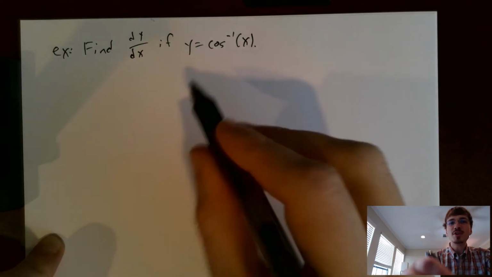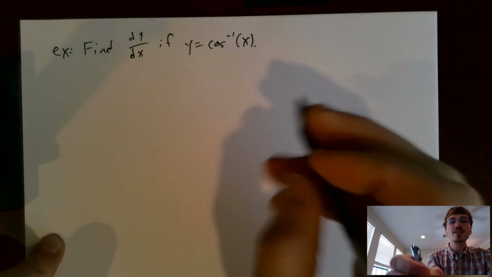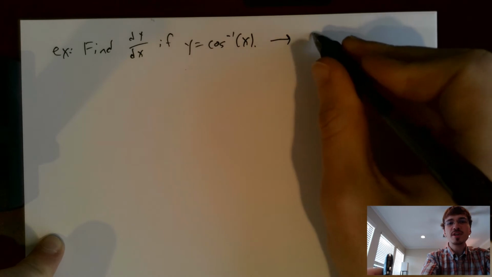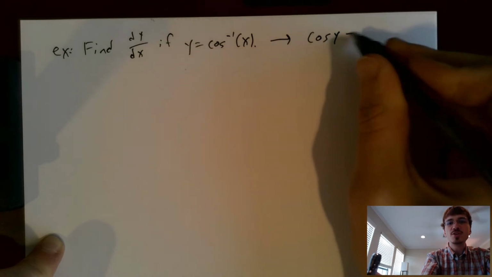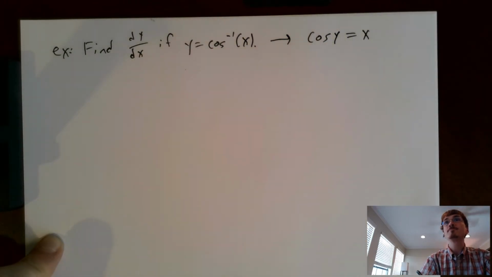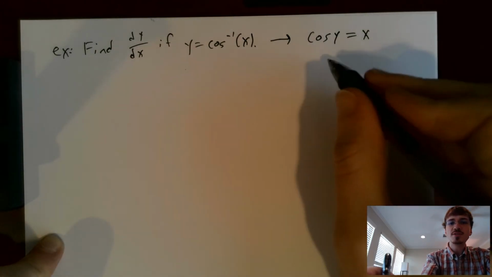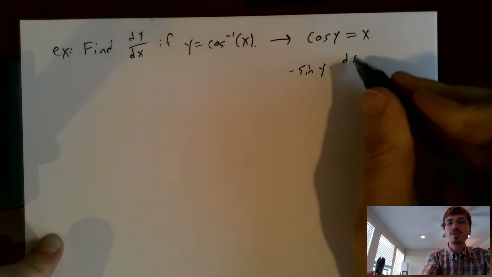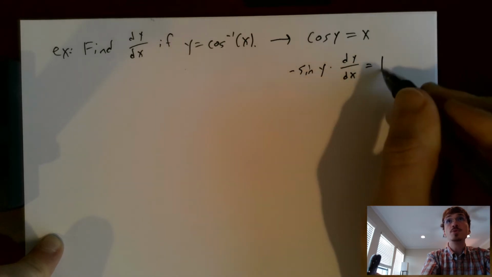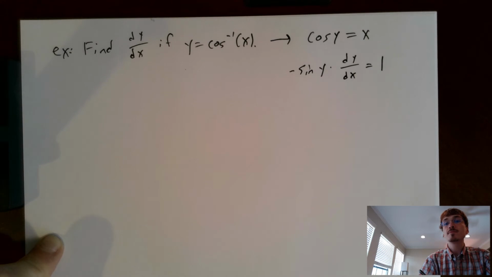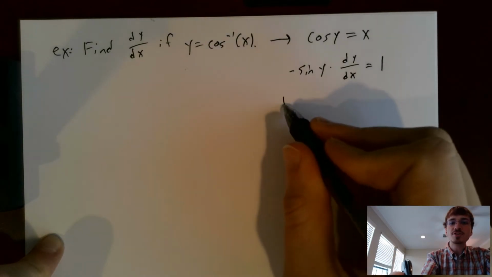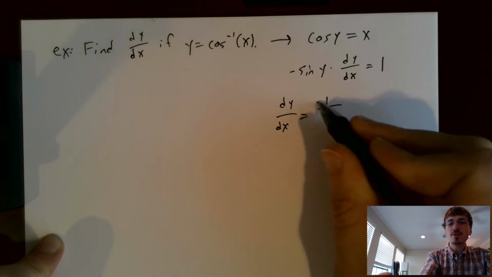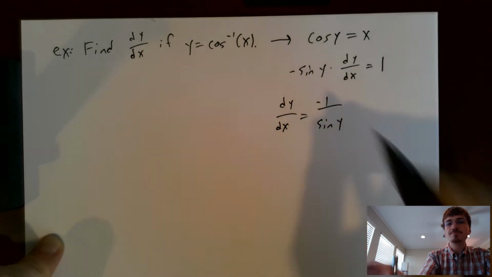All right, so let's jump right in. We're going to unpack this using inverse functions. So really, we want to differentiate both sides of the equation cosine of y is equal to x. Well, whenever we differentiate both sides, we see that we have negative sine of y times dy dx is equal to 1. And now we can solve for dy dx, just like we did in the previous example. Dy dx is equal to negative 1 divided by the sine of y.